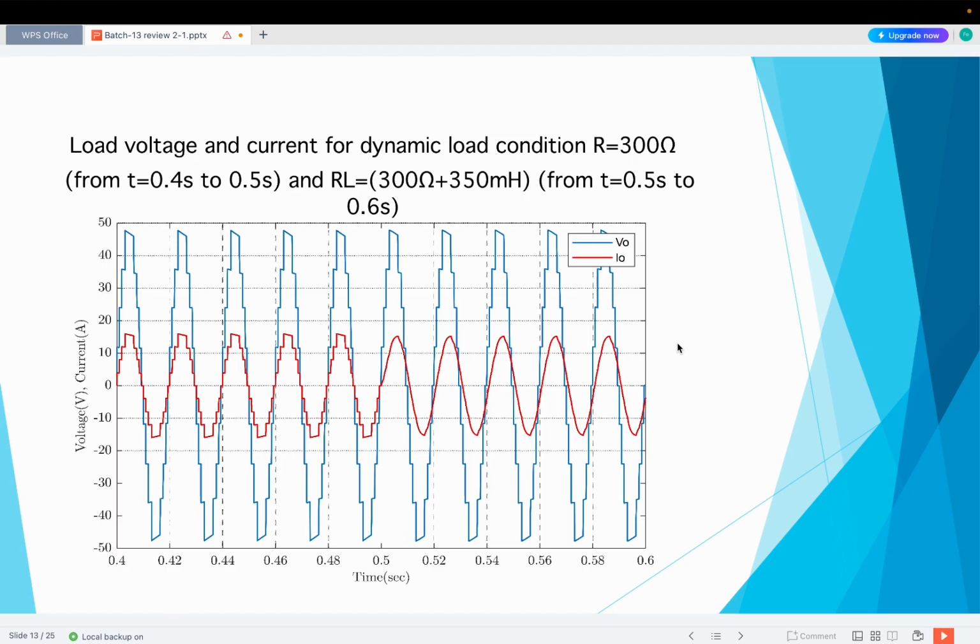Load voltage and current for dynamic load condition. Load with R equal to 300 ohms. Since the load is purely resistive, the voltage and current will be in phase with each other. Load with RL equal to 300 ohms plus 350 millihenry. Here the load consists of both resistance and inductance. This creates a more complex behavior due to the presence of inductance. When the inductive load is introduced, the current waveform might lag behind the voltage.